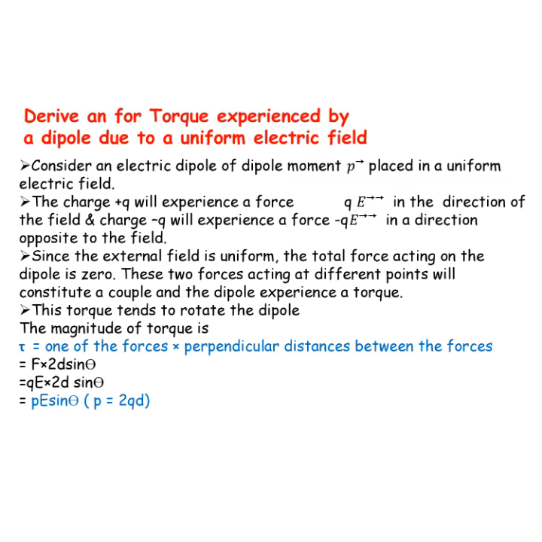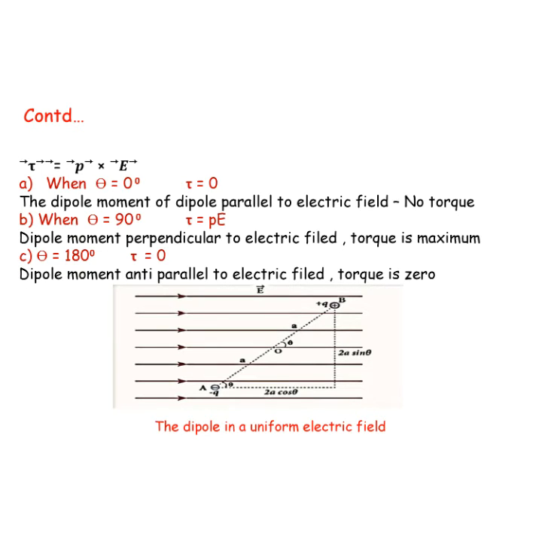The force is qE, the charge and electric field, qE into 2d sin theta. Since p is equal to 2qd, we can write tau is equal to pE sin theta. So in vector form, tau vector is equal to p vector cross E vector.